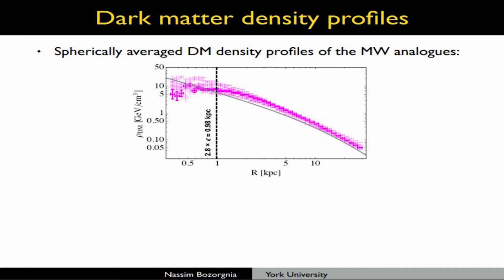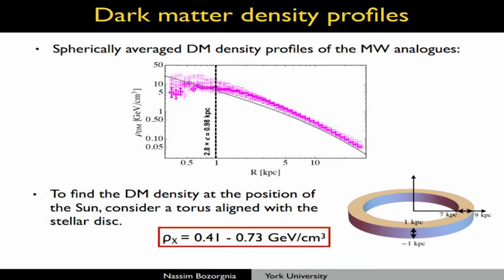What we're interested in for direct detection was the solar neighborhood. So we can go to 8 kiloparsec, and instead of taking a spherically averaged density profile, we consider the torus region, or just this cylindrical ring, basically, with a radius around the position of the sun, 7 to 9 kiloparsec, aligned with the stellar disk, so from -1 to 1 kiloparsec in height. And we find that the dark matter density at the position of the sun agrees well with the local and global estimates that we know from observation. So that was a check that that's fine.